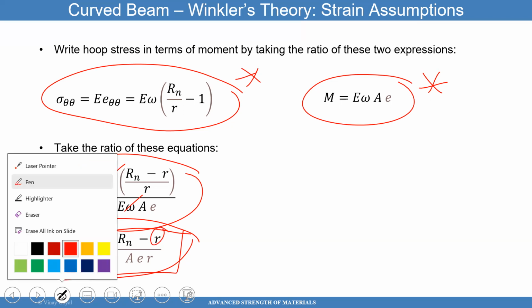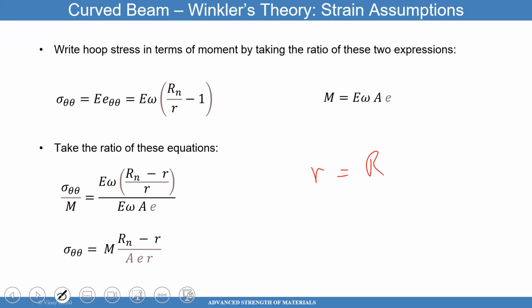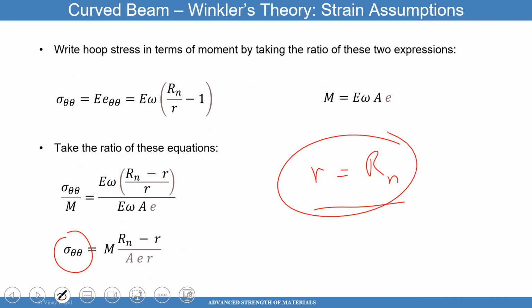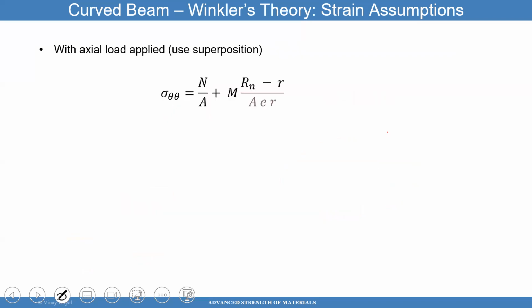And you can see very clearly that when I set r equals Rn, what should I get? Why is this hoop stress 0 at r equals Rn? You. Thank you very much. 20 points for you. So you're correct. The neutral axis is coincident with the location where hoop stresses are not acting. And this matches that formula. If you wanted to apply axial load, all you have to do is add an extra term to get the hoop stress completely by superposition.